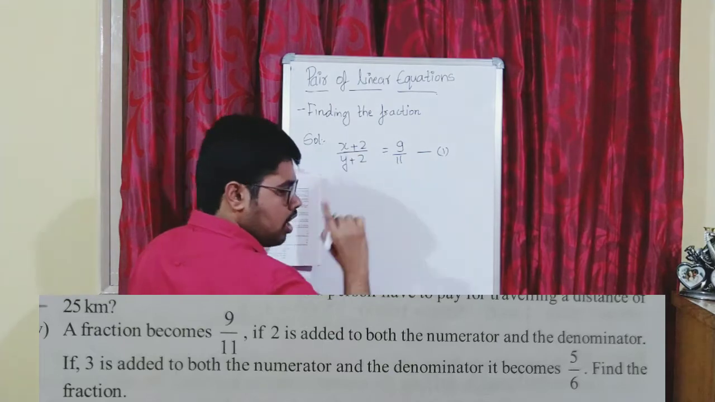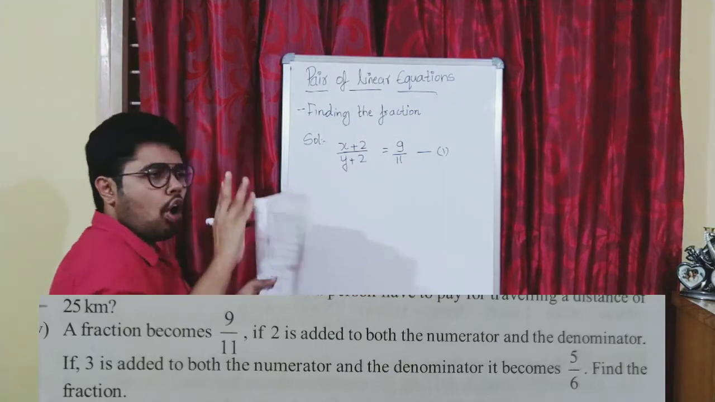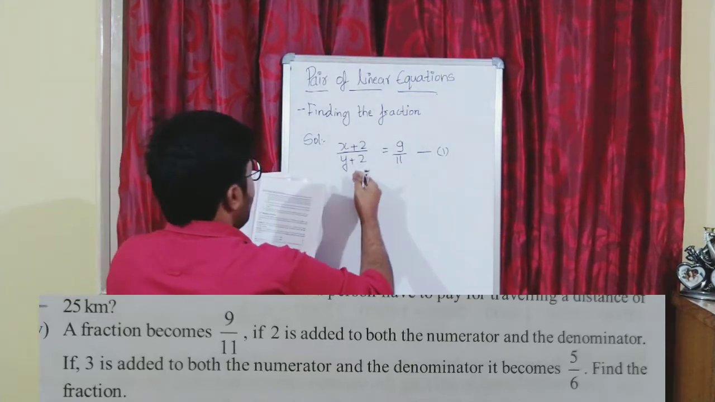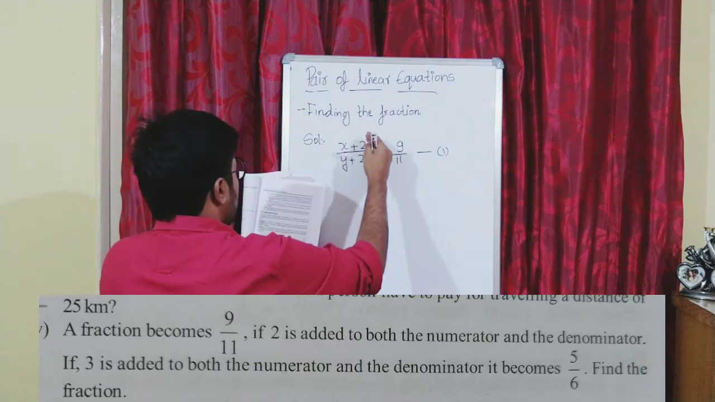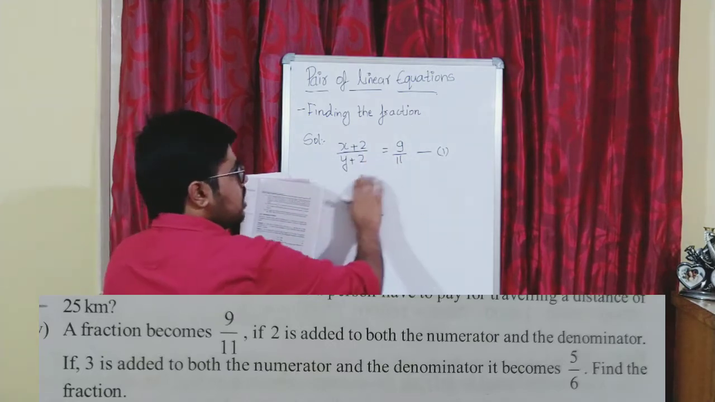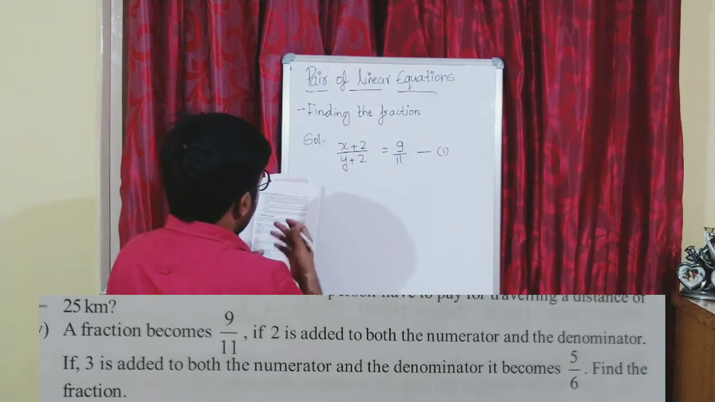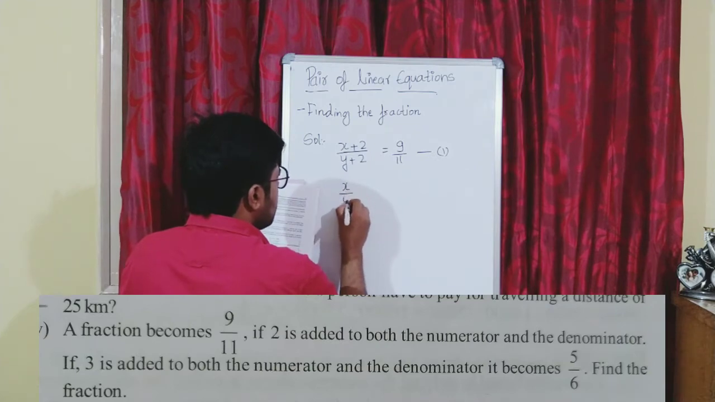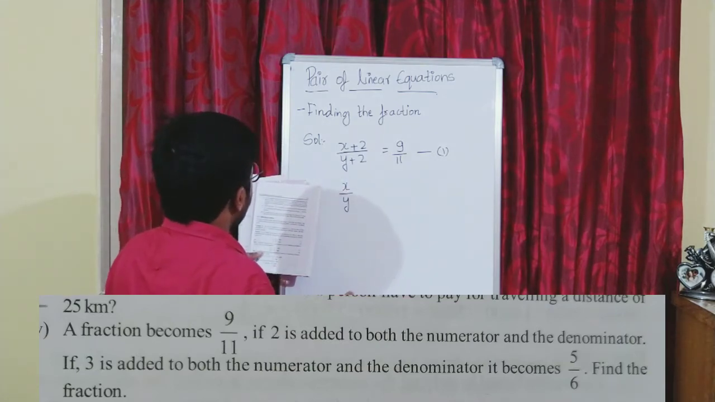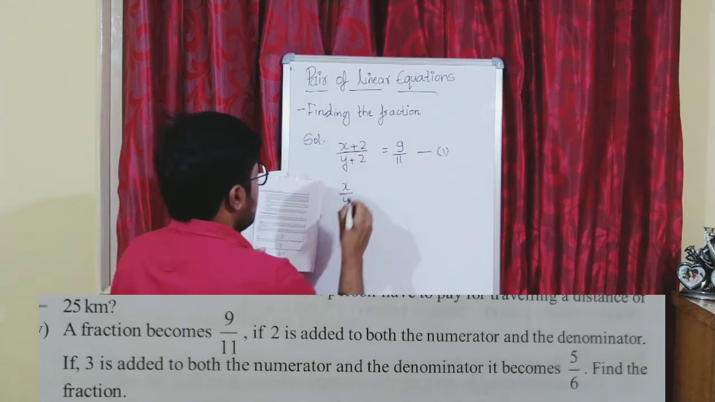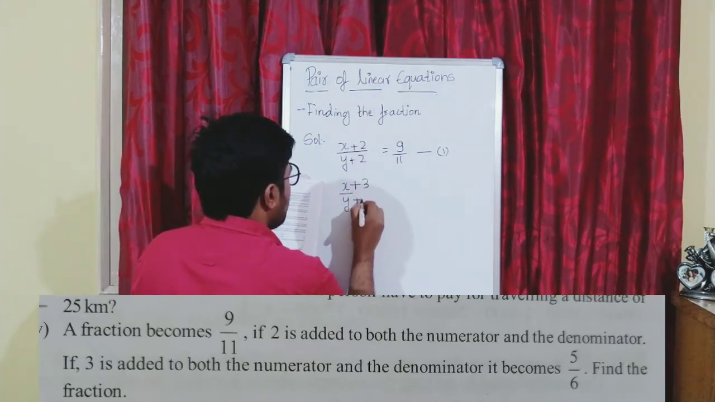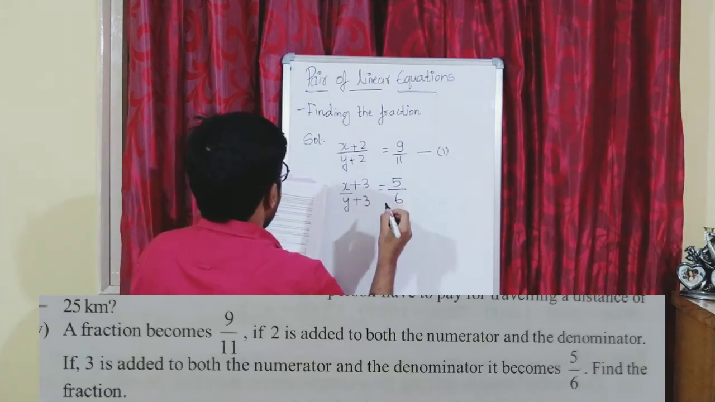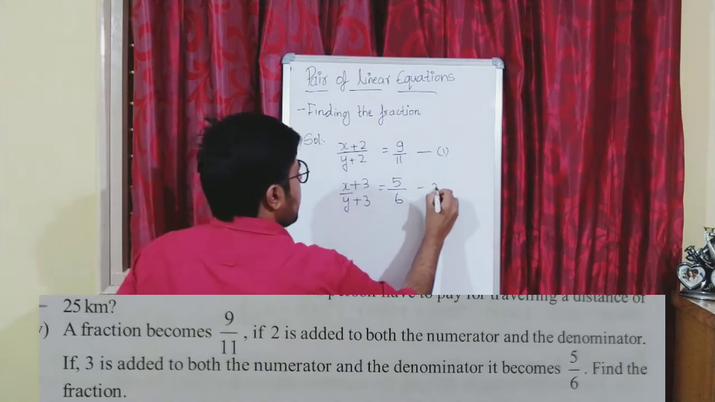In all these word problems, if you interpret it properly, you will get 2 equations. In this problem, very easy: the fraction becomes 9 by 11 if 2 is added to numerator and also denominator. This is the first equation. And the second equation you will get when you continue this question: if 3 is added, the second also will be a fraction, so write x by y. If 3 is added to both numerator and denominator, it becomes 5 by 6. Find the fraction. This is the question. This is the second equation.